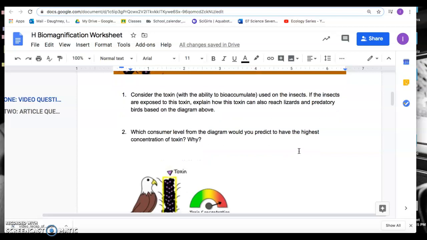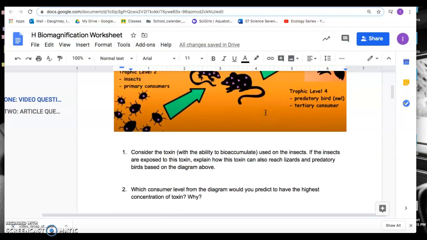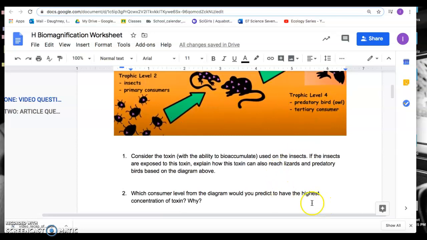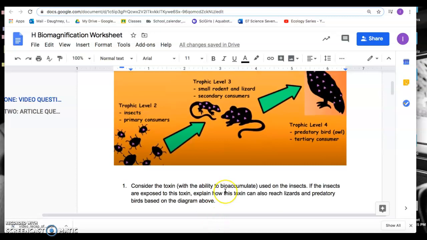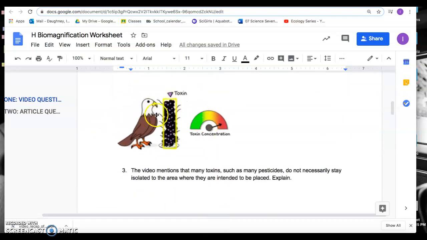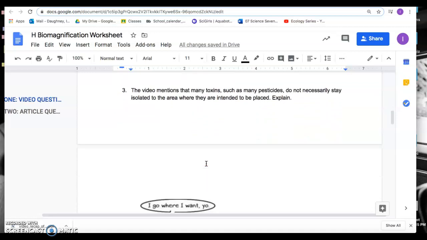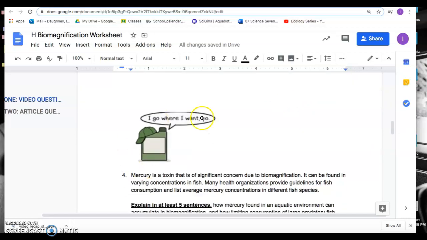Now, then I ask you, which consumer level from this diagram would you predict to have the highest concentration of toxin and why? All right, again, another video question. And here's an illustration of where you might be able to find that information in the video, okay? The video also mentions that many toxins, such as many pesticides, do not necessarily stay isolated in the area they are intended to be placed, okay?